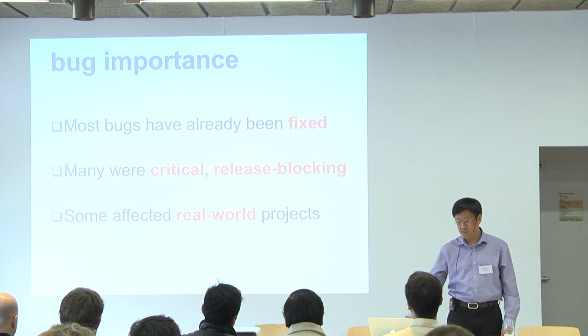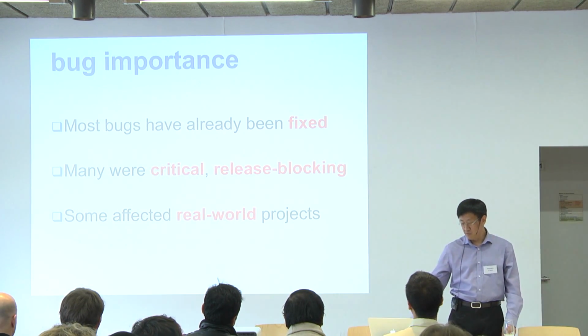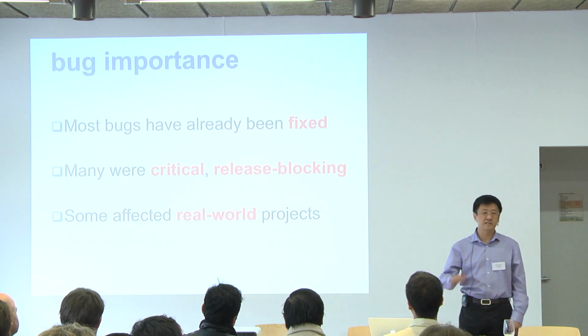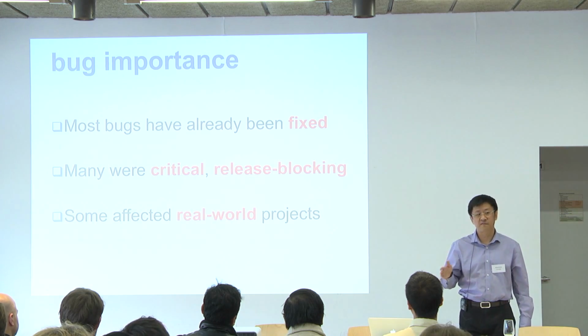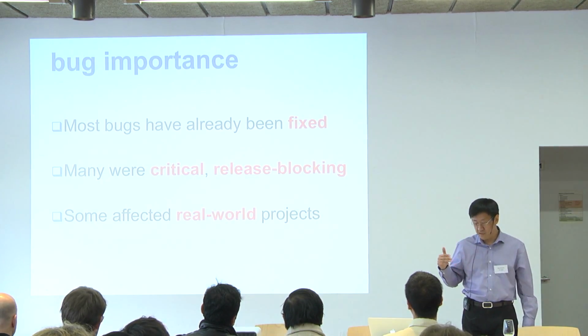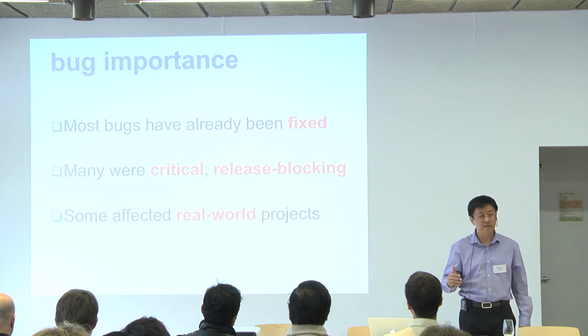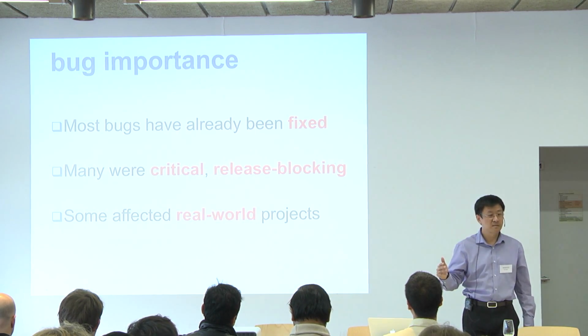And second is, many of the bugs are also critical, release blocking. For GCC, they classify the bugs from P1 to P5. P1 is the most critical. A lot of our bugs are P1 bugs. That means if they don't fix such a bug, they cannot release the next version of the compiler.